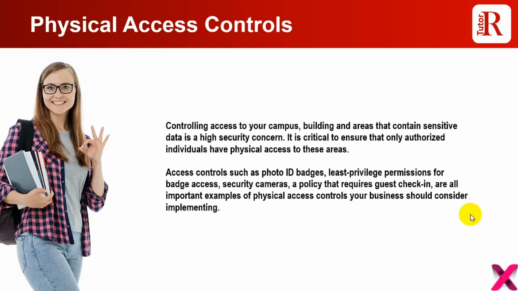In this video, you will see about physical access controls. Controlling access to your campus, building, and areas that contain sensitive data is a high security concern. It is critical to ensure that only authorized individuals have physical access to these areas. Access controls such as photo ID badges, least privilege permissions for badge access, security cameras, and a policy that requires guest check-in are all important examples of physical access controls your business should consider implementing. In this lecture, you have learned about physical access controls.